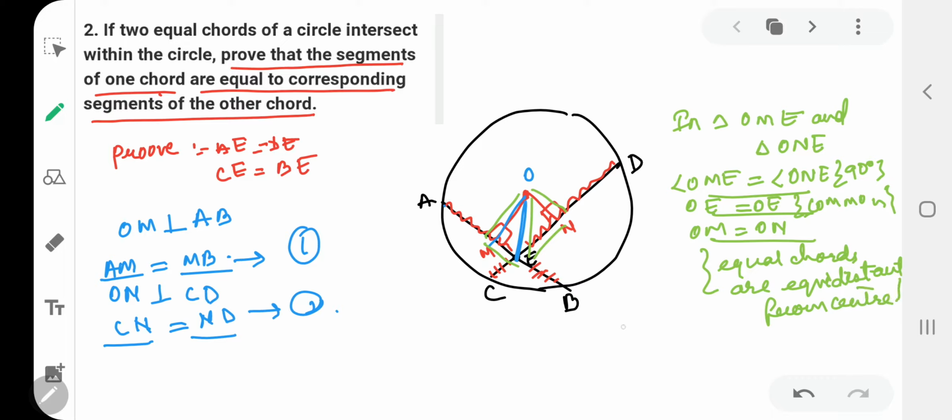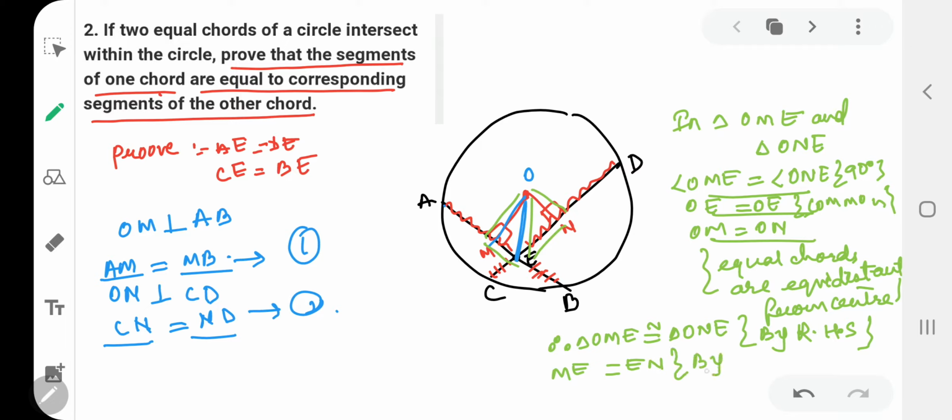Once you got three reasons, therefore triangle OME is congruent to triangle ONE. Can we go for the RHS test? Will that work? Yes, the RHS test: right angle, hypotenuse, side. Can we then take ME is equal to EN by CPCT? By CPCT.